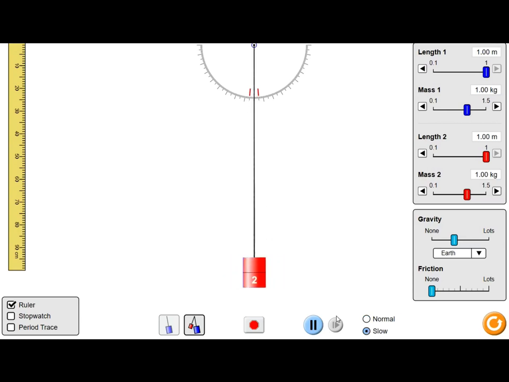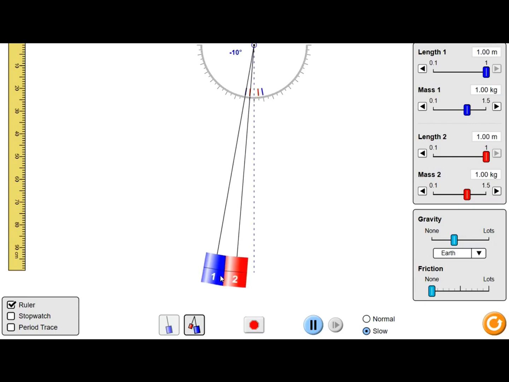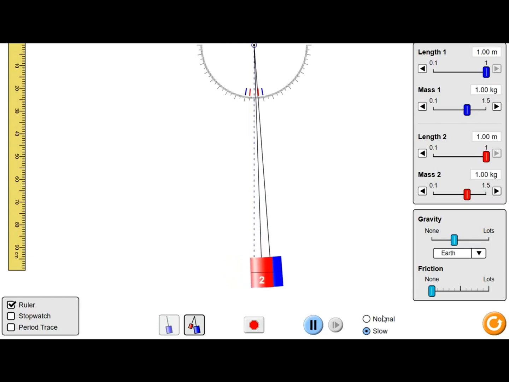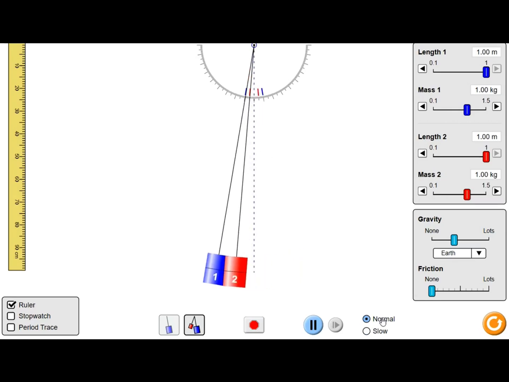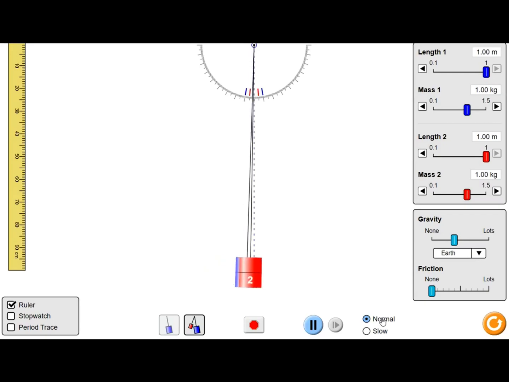Now it's going to oscillate. I'm going to slow it down a bit. And I'm going to take the other one and move it to an angle of, let's say, 10 degrees. So I've doubled the angle, doubled the amplitude. And I'm going to release these at the same time. How do you think their periods will compare? And release. Okay, you can see that the blue one's moving faster, but the period is identical. So amplitude has no effect on period whatsoever.